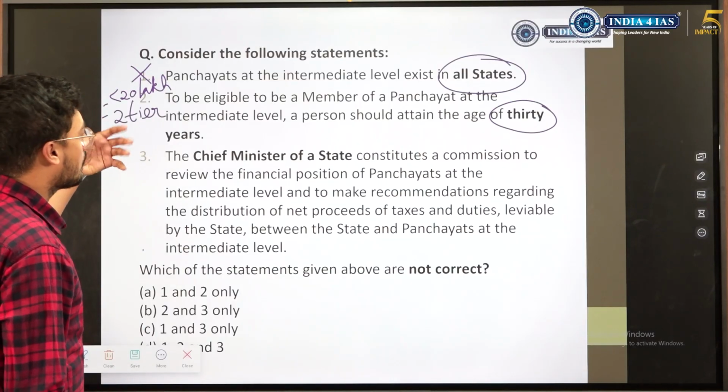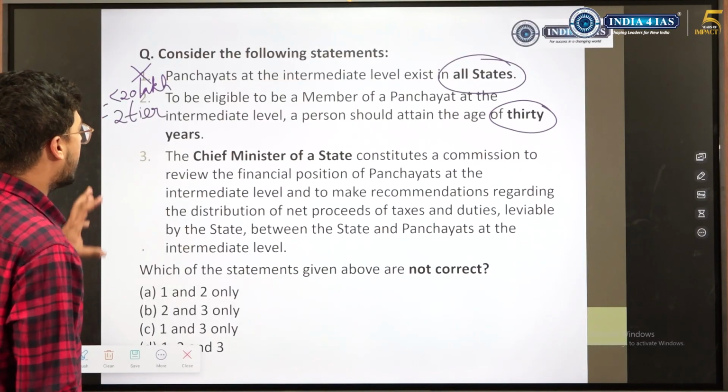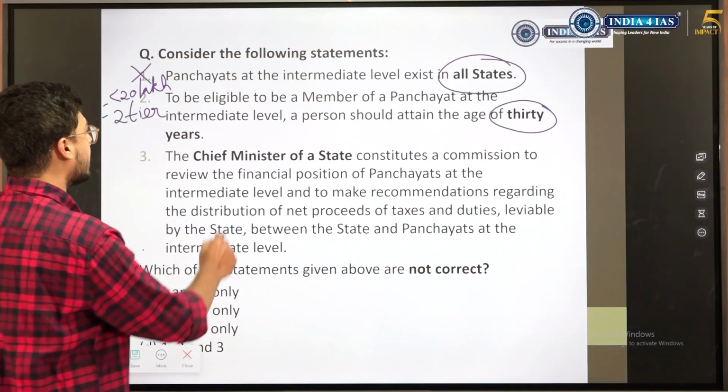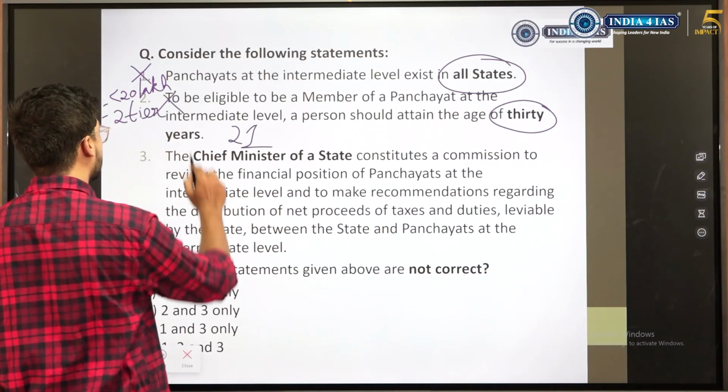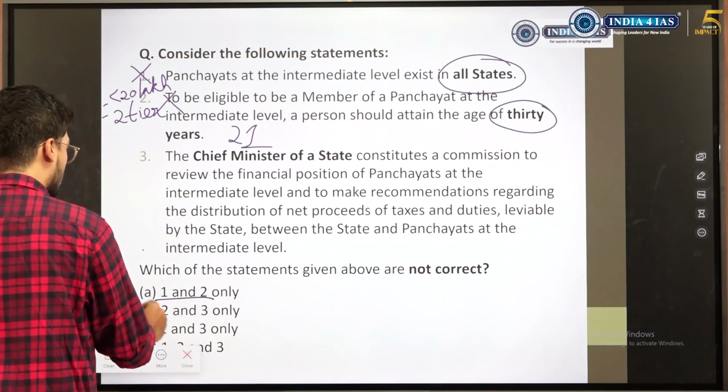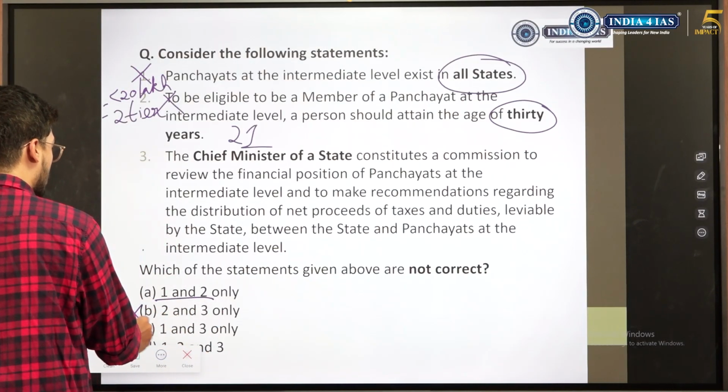This knowledge part should be known. And to be eligible to be a member of panchayat, we know that the age that is needed is 21 years. This is also a knowledge part that should be known. So one wrong, 1 and 2 are wrong. So it is A or D.